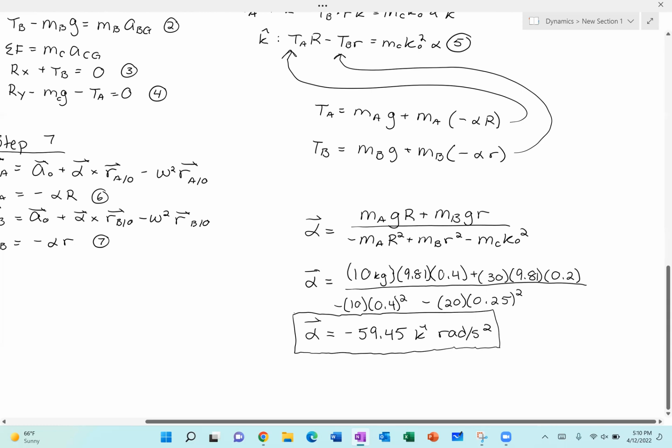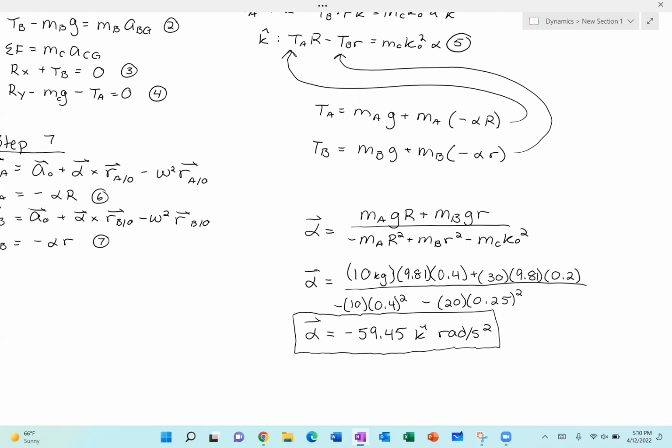And we made sure to write that in vector notation as the problem requests. And that is all. That's completion of the problem.